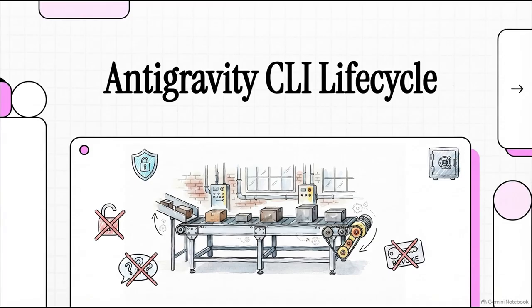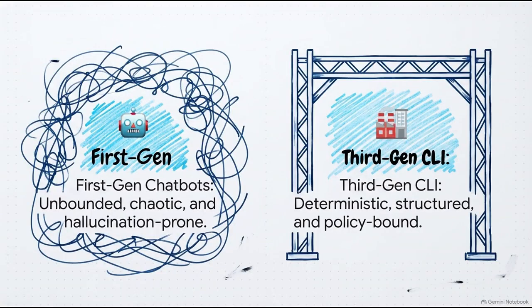But in today's explainer, we're going to look at how Google's Antigravity CLI completely flips that script. We're going to visualize its execution lifecycle, not as some chaotic chatbot, but as a highly controlled mechanical reality. Think of it less like a chat window and more like a relentless autonomous factory floor, where literally every single action is strictly scrutinized. To really understand where we are right now, we have to look at where we've been.